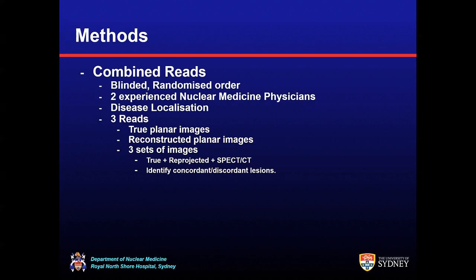3 reads for each patient were done overall, including the true planar images, the reconstructed planar images, and then the 3 sets of images as a whole. That is the true planar images, the reprojected images, as well as the SPECT CT data. This was done to identify concordant and discordant lesions, in addition to using SPECT CT data as the gold standard for disease localization.